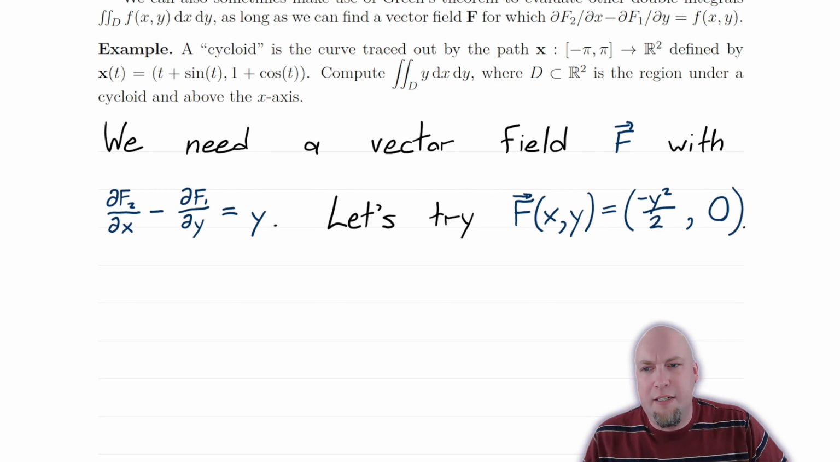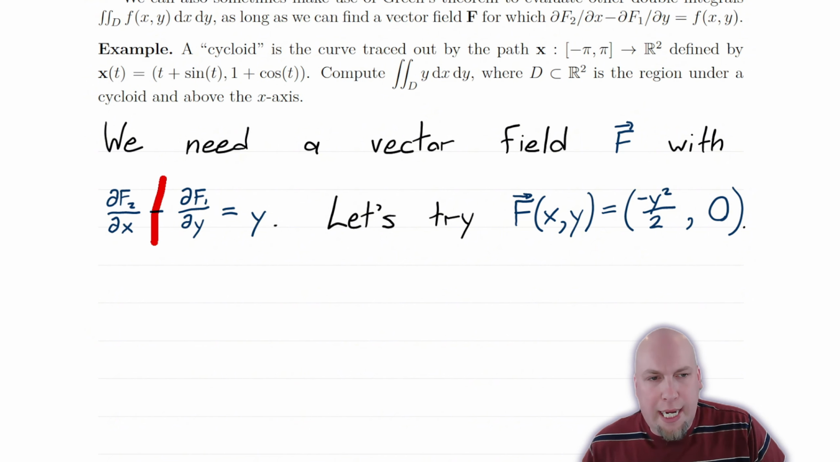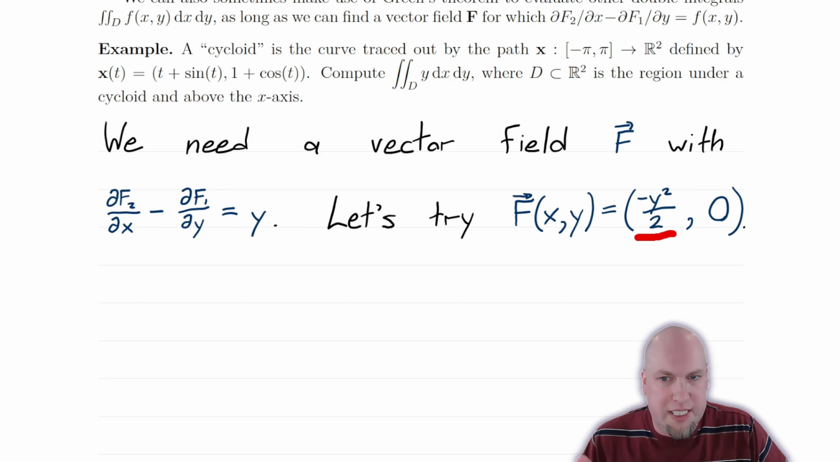Well, because here, when I do ∂F2/∂x, I'm taking the second entry. The derivative with respect to x is still 0, so it goes away. And then ∂F1/∂y, well, that's going to be negative 2y over 2, so the 2's cancel. It's just negative y, subtract double negatives, I just get positive y.